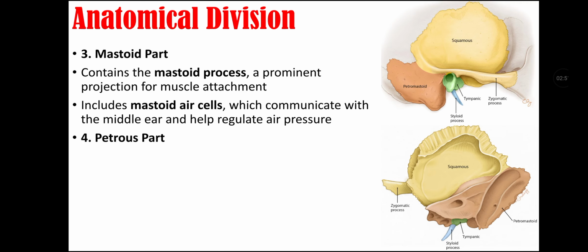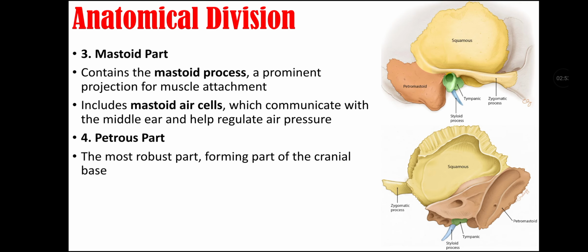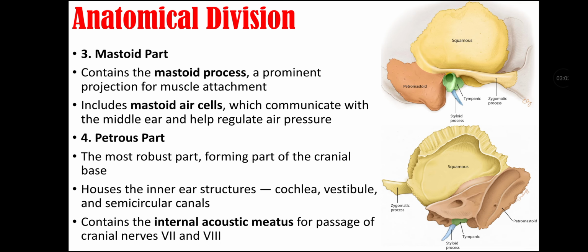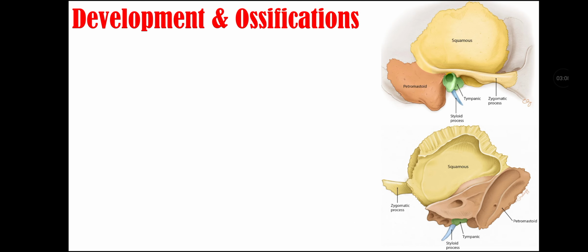Next part is petrous part, that is the most robust part forming part of the cranial base. It houses the inner ear structures, cochlea, vestibule and semicircular canals. It contains the internal acoustic meatus for the passage of cranial nerve number 7 and cranial nerve number 8.